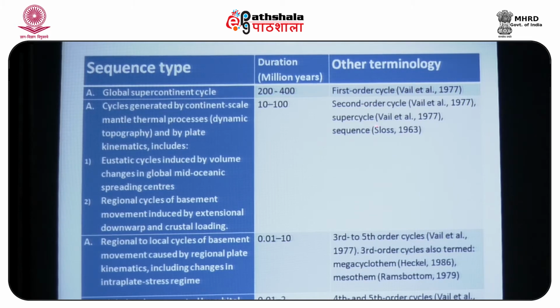which are included as second order cycle by Vail et al, super cycle by Vail et al, or sequence by Sloss in 1963, whereas the regional to local cycles of basement movement caused by regional plate kinematics including changes in intraplate stress regime of 0.01 to 10 million years have been termed as third to fifth order cycle by Vail et al. in 1977. Third order cycle is also termed mega cyclothem by Heckel in 1986 or mesothem by Ramsbottom in 1979.